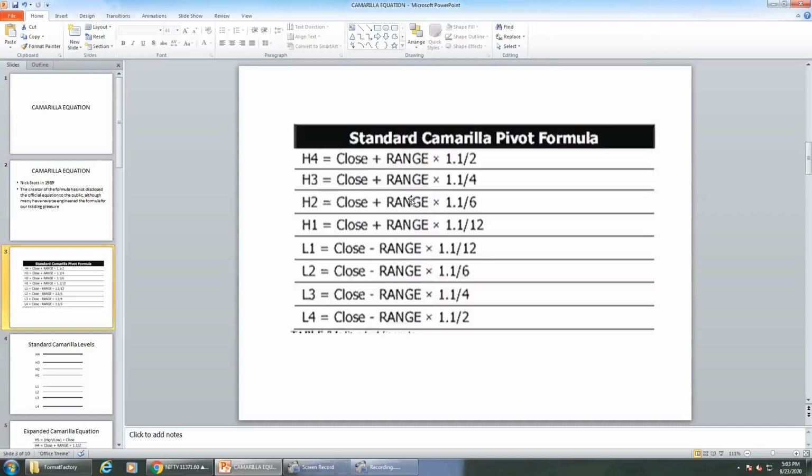This indicator consists of 8 lines. These are basically all support and resistance lines. H1, 2, 3, 4 are resistance lines, and L1, 2, 3, 4 are support lines. This is the formula for how you can get those lines drawn on your chart. You can do it with an Excel sheet, or you can do it manually. Here, close is the previous day close, and range is previous day high minus previous day low. With this equation you can get the current day's resistance and support lines drawn onto the charts.